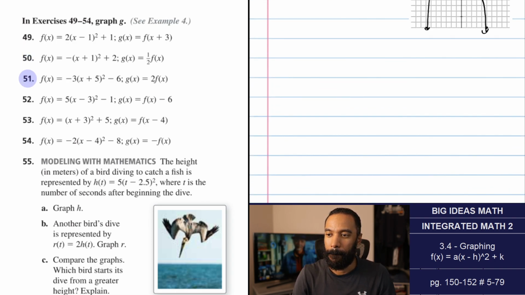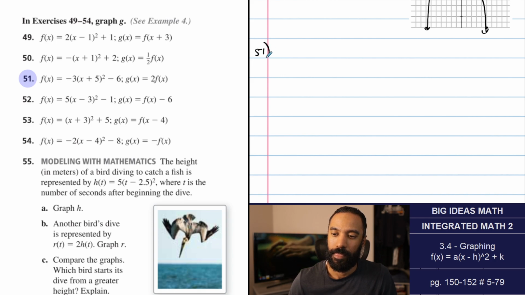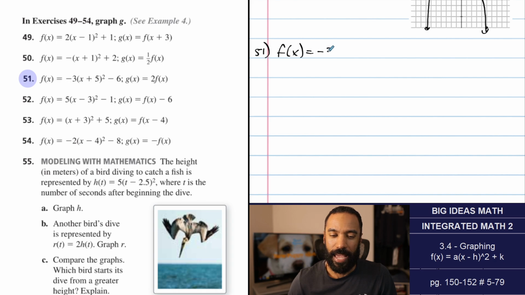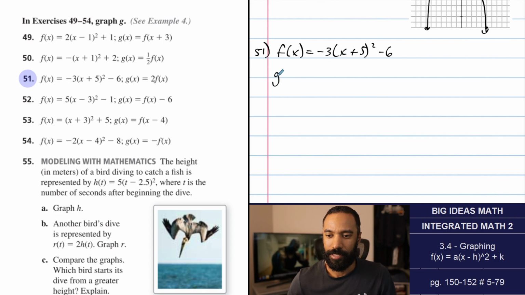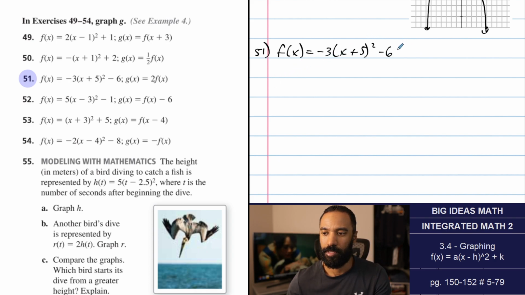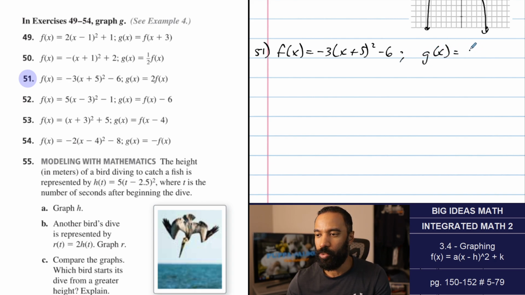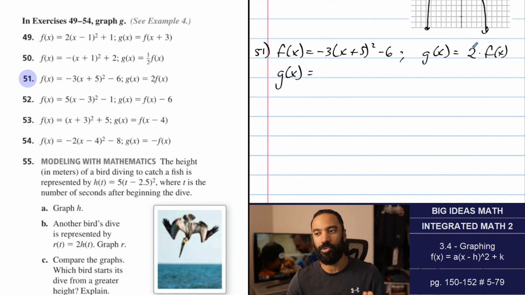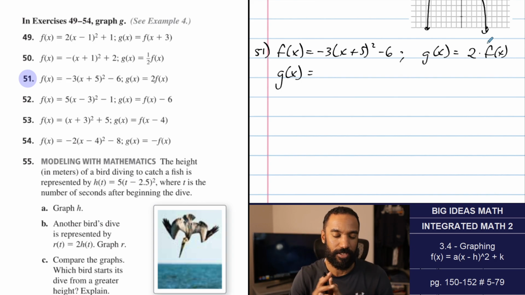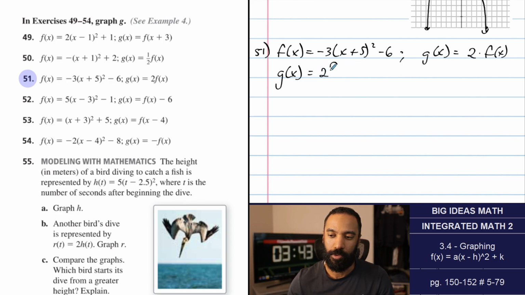Number 51. F of x equals negative 3 times x plus 5 quantity squared minus 6. G of x equals 2 times f of x. And I really do recommend you do what I'm doing right here next, which is coming up with the equation. Don't just do this part because you'll also have to double the negative 6. You might forget about that. But we are going to remember it right here.